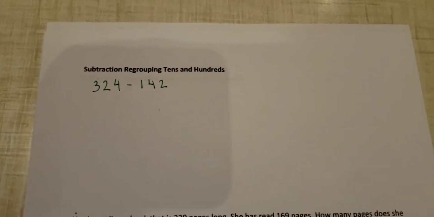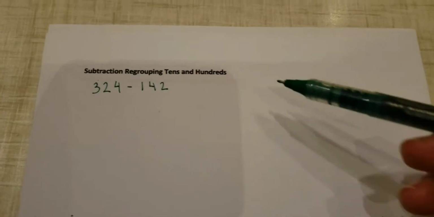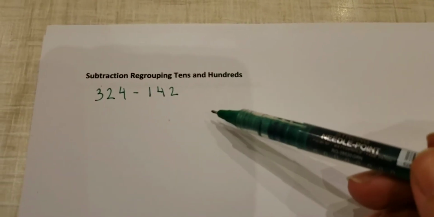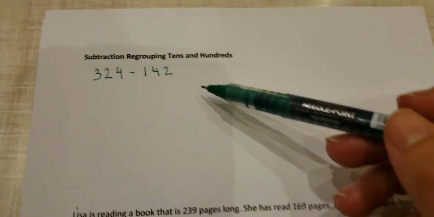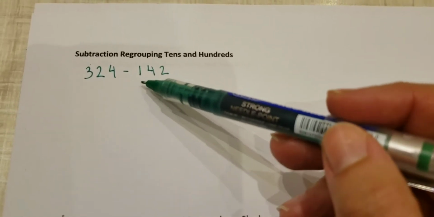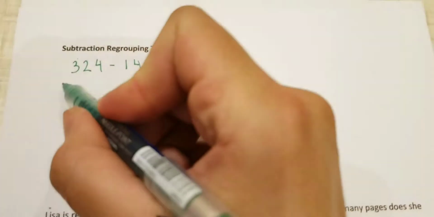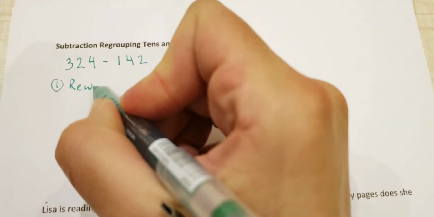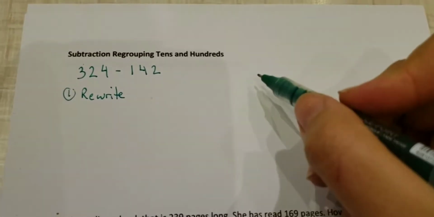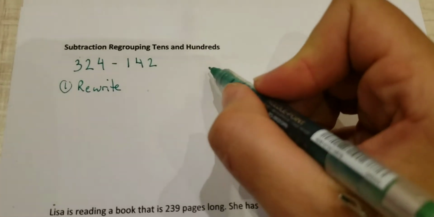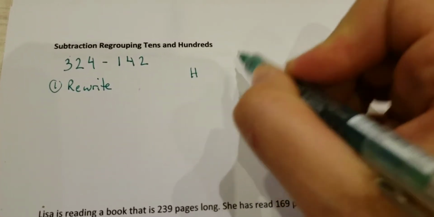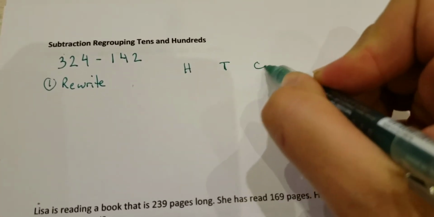Welcome back. This is another tutorial regarding subtraction, regrouping the tens and the hundreds. Okay, so we have 324 minus 142. The first step that we need to do is rewrite the problem. To do that, we can line up our place values: hundreds, tens, ones.